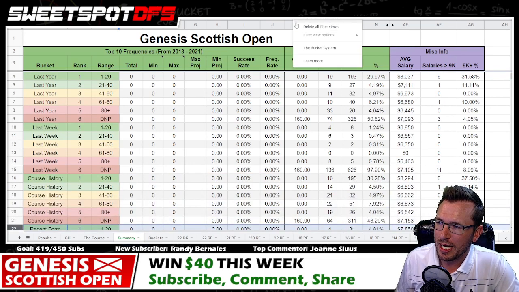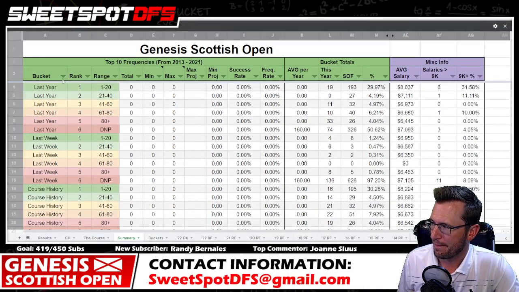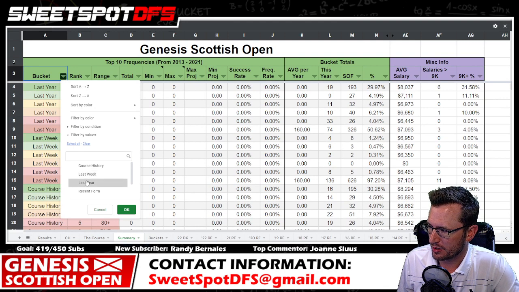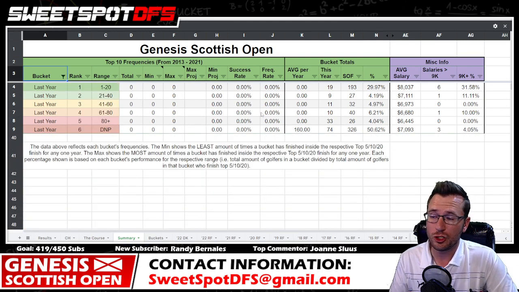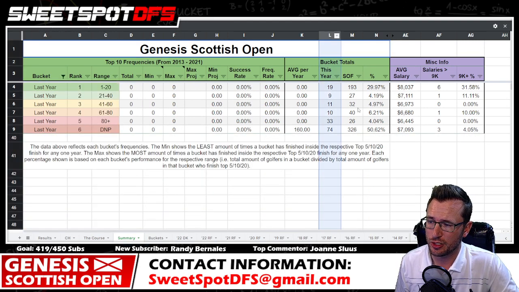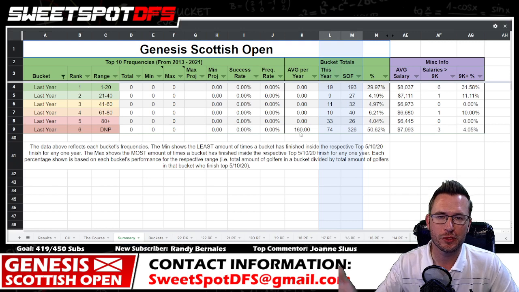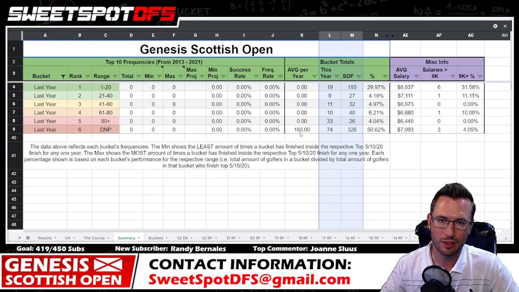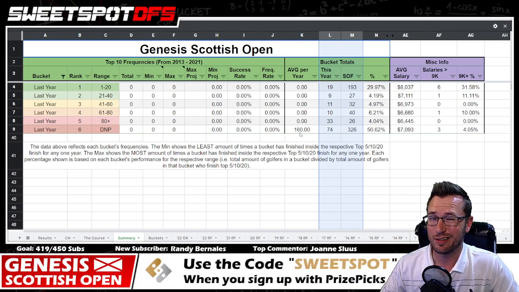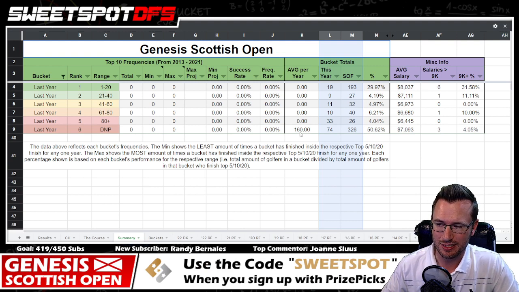So if I break these buckets up and we go to last year buckets for the first one, we do have data. Pay attention. Really, the only important thing to look at is how many golfers are in that bucket this week. And then we can piece together a projection that makes sense.